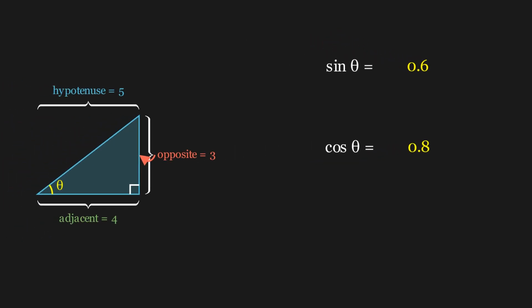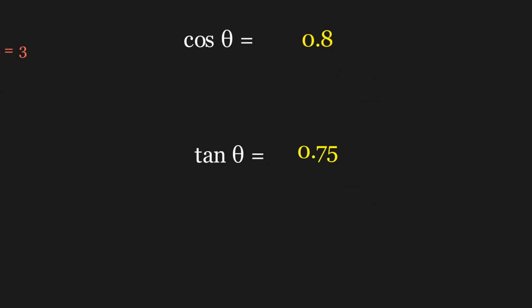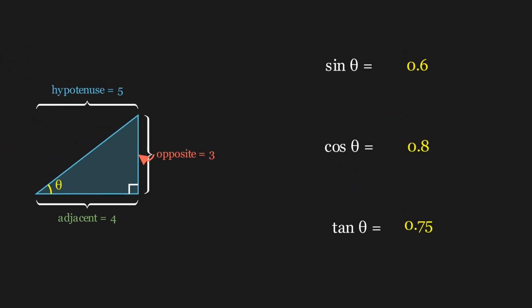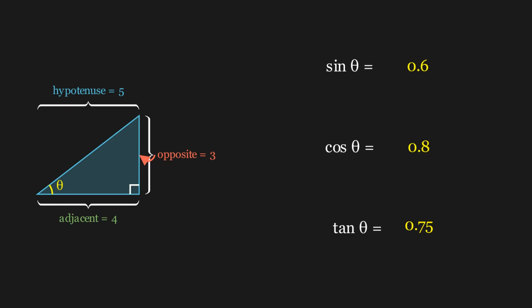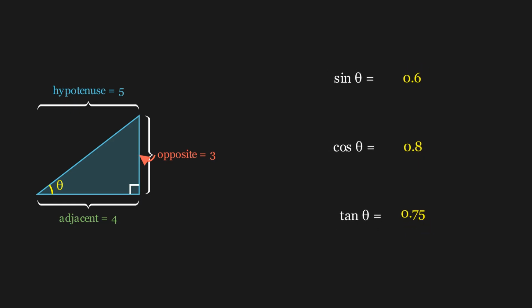Now let's verify all of this actually holds up using the Pythagorean identity, which says sine squared of theta plus cosine squared of theta always equals 1, for any angle. Let's test our numbers. 0.6 squared is 0.36. 0.8 squared is 0.64. Add them together. 0.36 plus 0.64 equals 1.